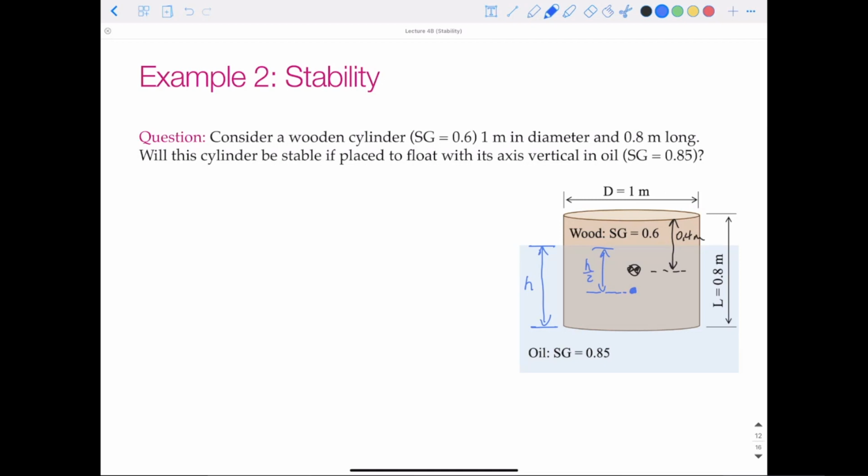So let's first, for this problem, find the depth of the submerged part. In order to find the depth of the submerged part, we need to solve for equilibrium of the buoyancy.